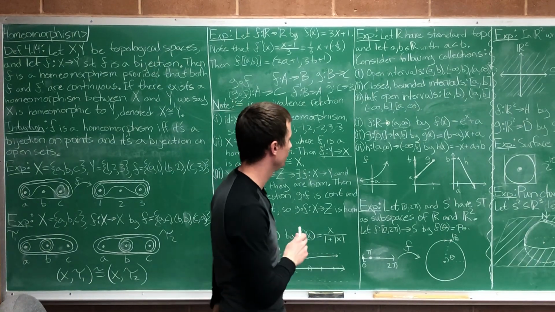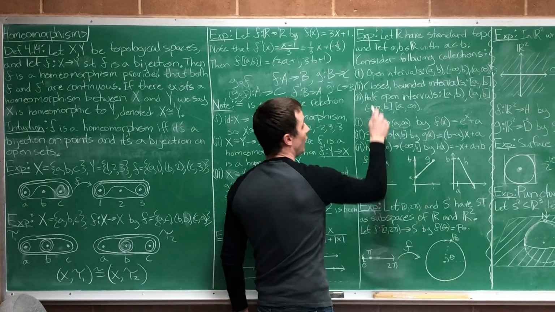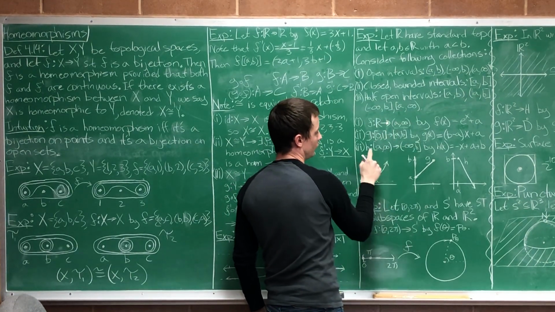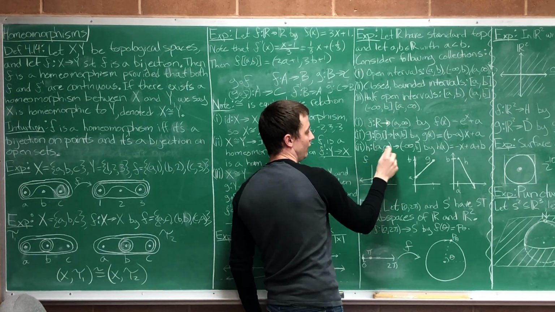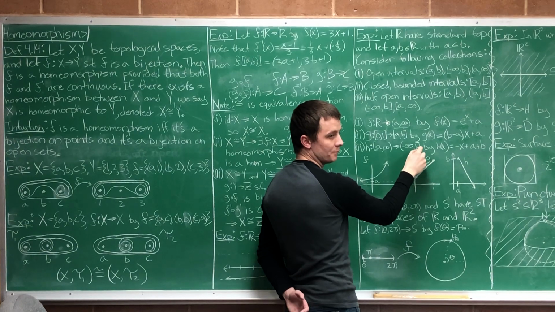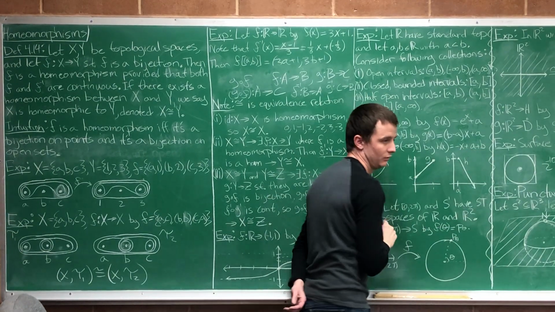But they're all homeomorphic to each other. So let's do that one. I'm going to show that things that look like this are homeomorphic to things that look like this. So I'm going to do h is a function from [a, infinity) to (negative infinity, b]. And my function is just going to be negative x plus a plus b.